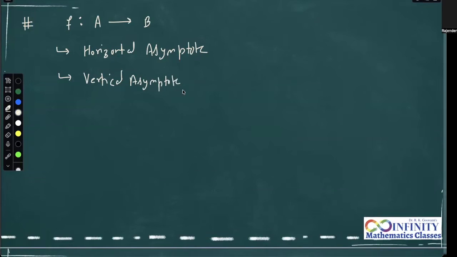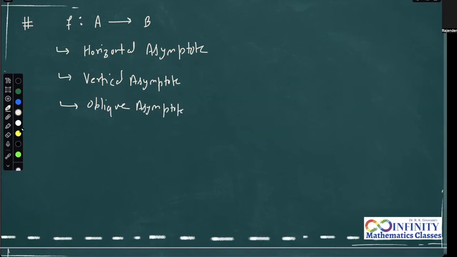Okay, there is one more asymptote, that is oblique asymptote. If it comes into the picture, I will tell you about that, maybe depending upon the question. Oblique asymptote.